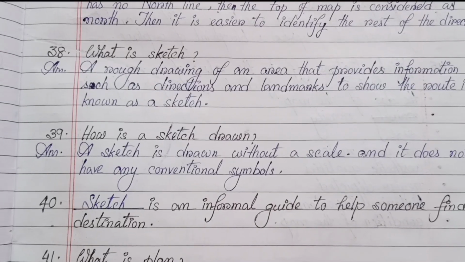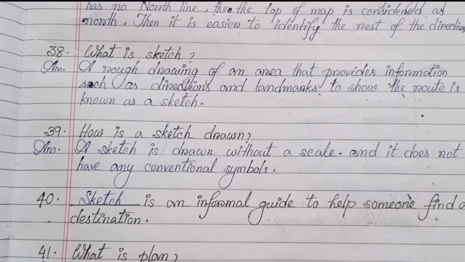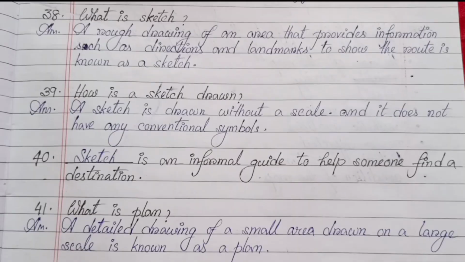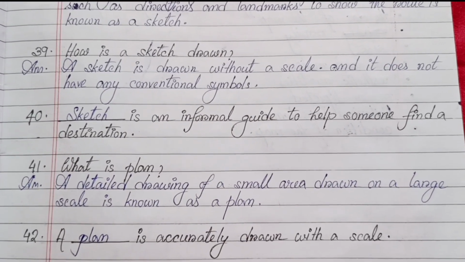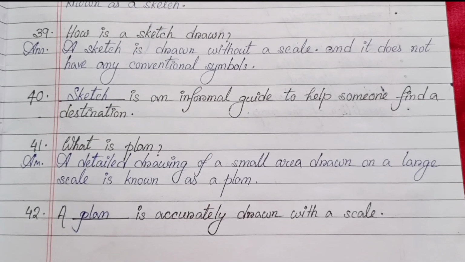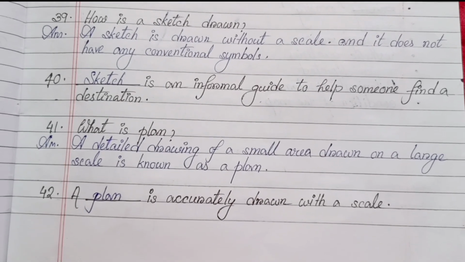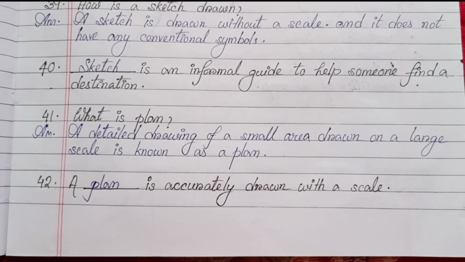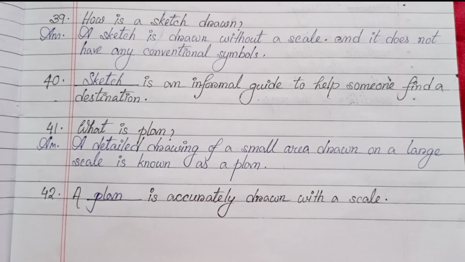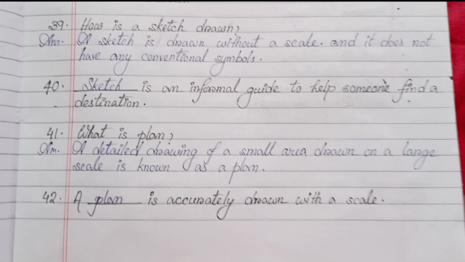38. What is sketch? A rough drawing of an area that provides information such as directions and landmarks to show the route is known as a sketch. 39. How is a sketch drawn? A sketch is drawn without a scale and it does not have any conventional symbols. 40. Sketch is an informal guide to help someone find a destination. 41. What is plan? A detailed drawing of a small area drawn on a large scale is called as a plan. Number 42. A plan is accurately drawn with a scale.